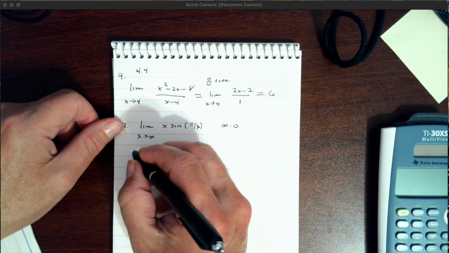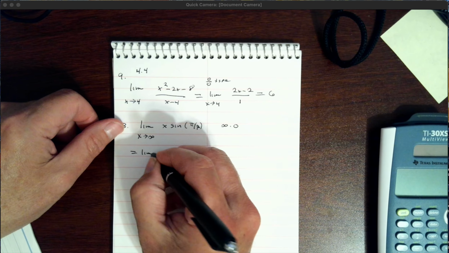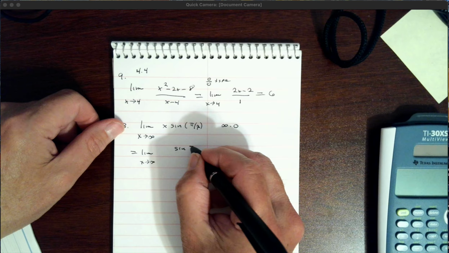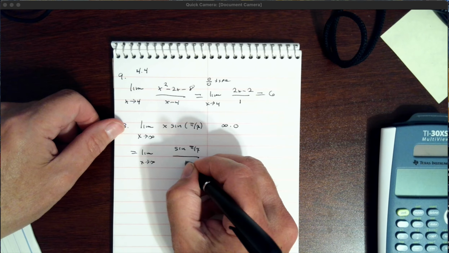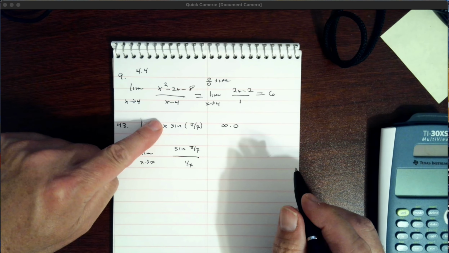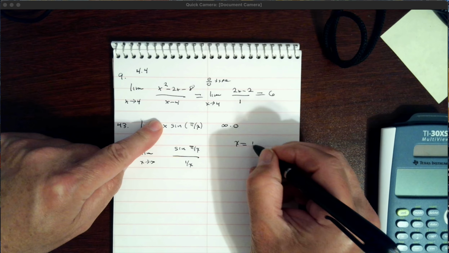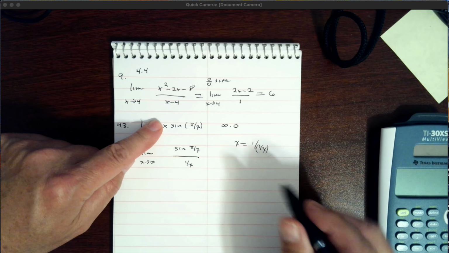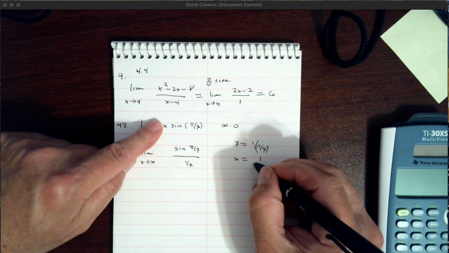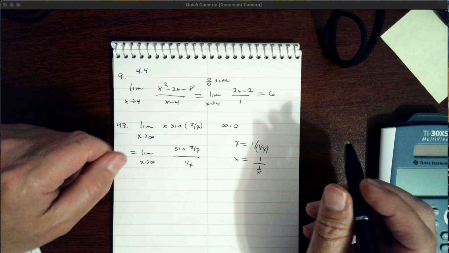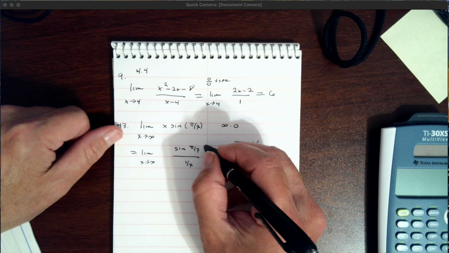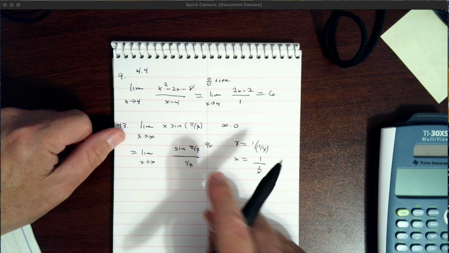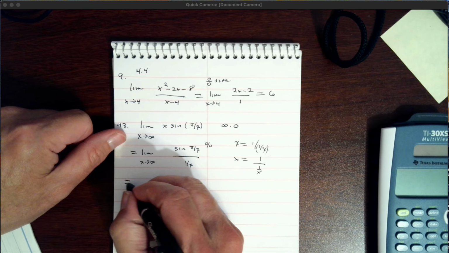So the technique is to write one of the terms as a fraction. So write it like this, sine of pi over x divided by 1 over x. x is the same as 1 over 1 over x. Now we could use L'Hopital's rule, because now it's of type 0 over 0. So take the derivative of the top and bottom separately, use the chain rule.